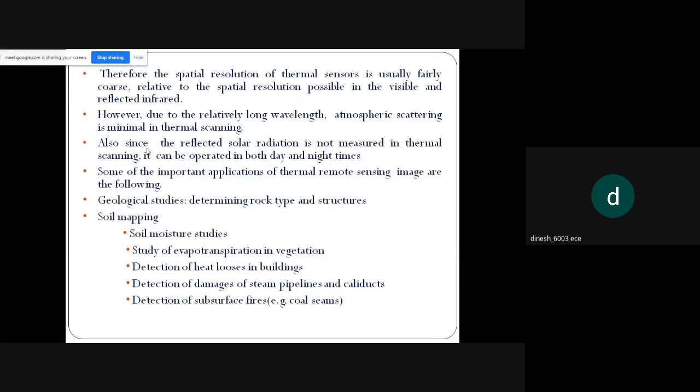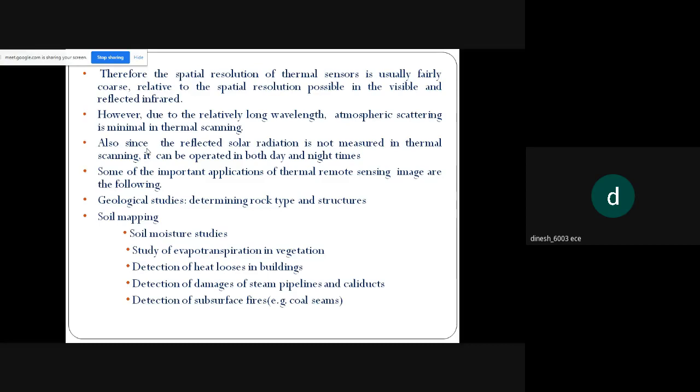However, due to the relatively longer wavelength, atmospheric scattering is minimal in thermal scanning. Also, since reflected solar radiation is not measured in thermal scanning, it can be operated in both day and night times. Most of the important applications of thermal remote sensing images are as follows.